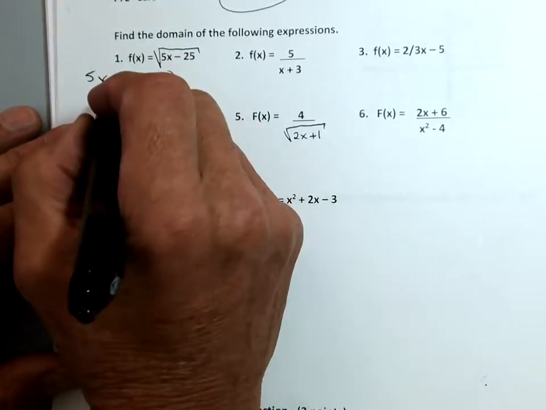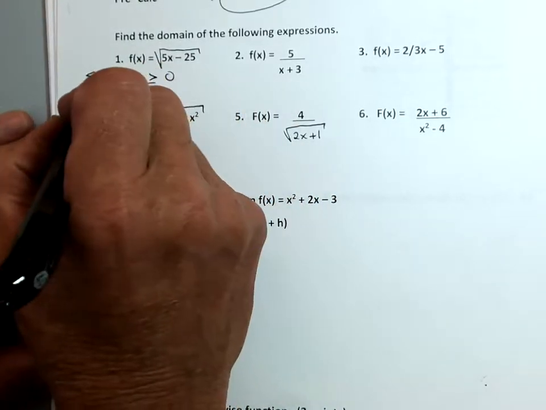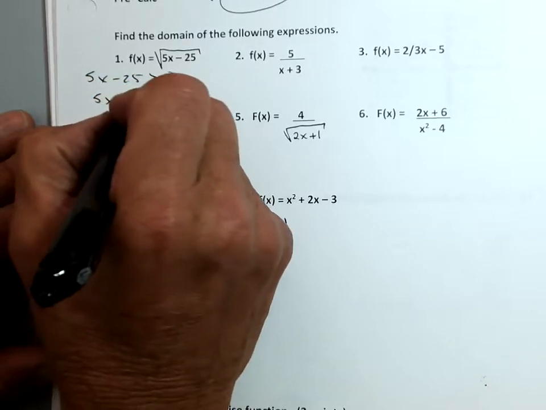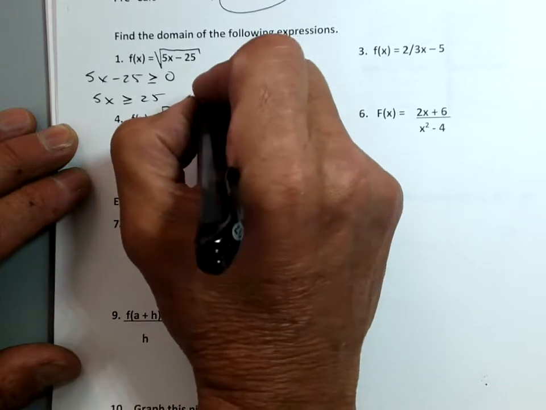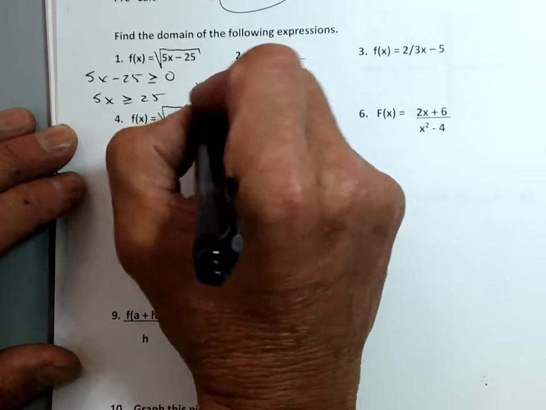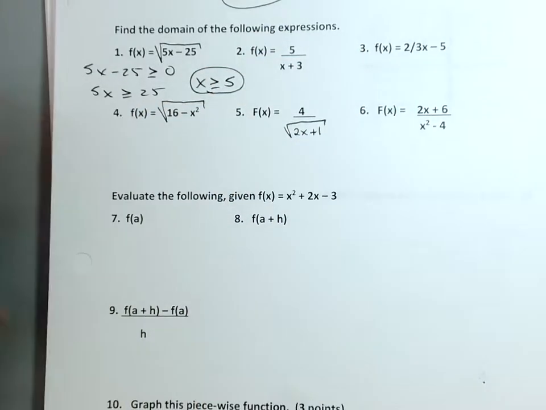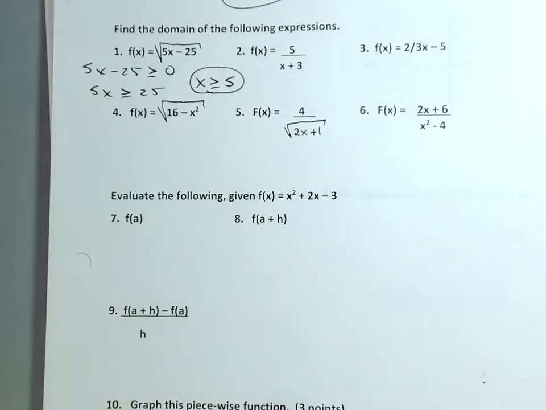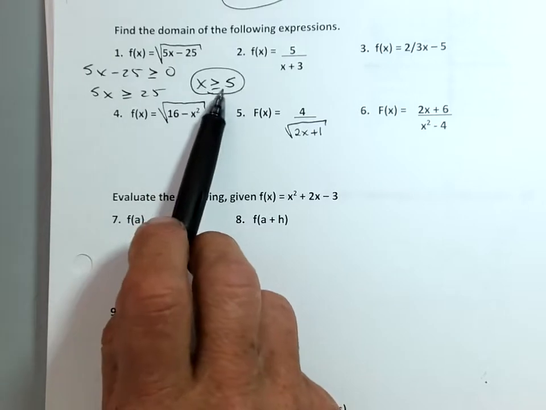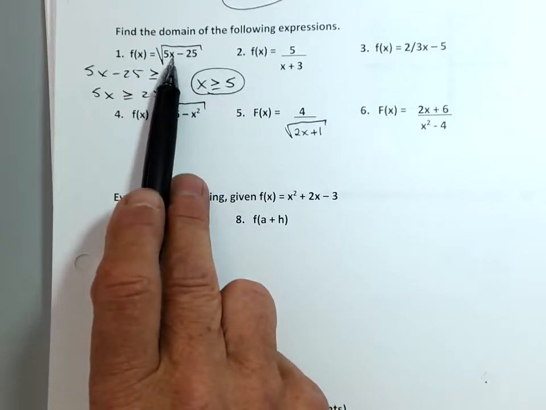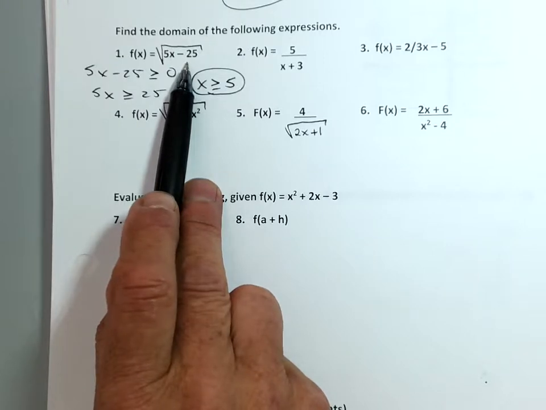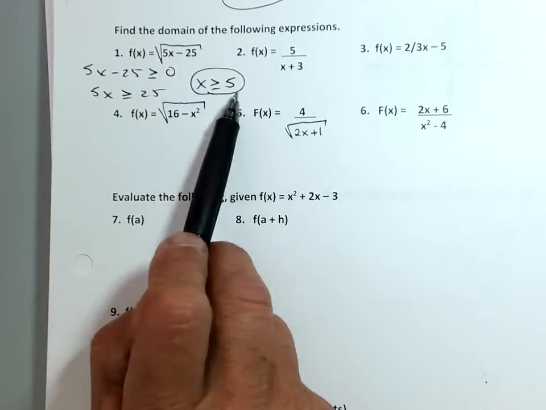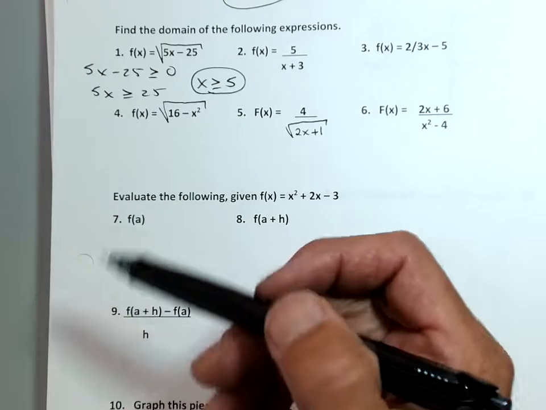So plus 25 plus 25, 5x is greater than or equal to 25. Divide by 5, and x has to be greater than or equal to 5. That is the domain. If I plug in anything less than 5, I should be in trouble. If I plug in 4, I'd get 20 minus 25, which is a negative number. So everything greater than or equal to 5 is my domain.